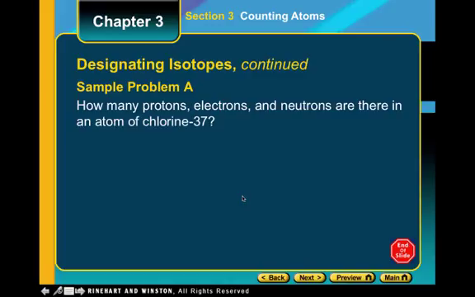Okay, how many protons, electrons, and neutrons are in chlorine-37? So how many protons, electrons, and neutrons?